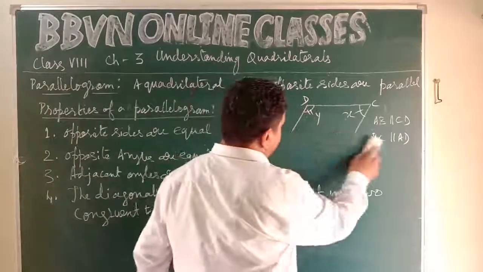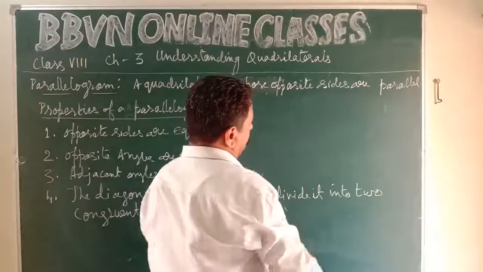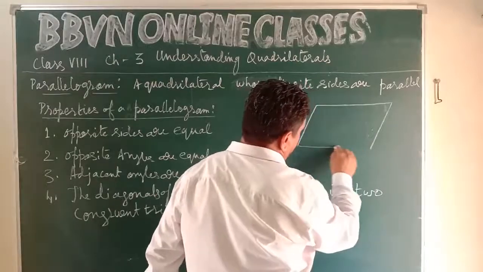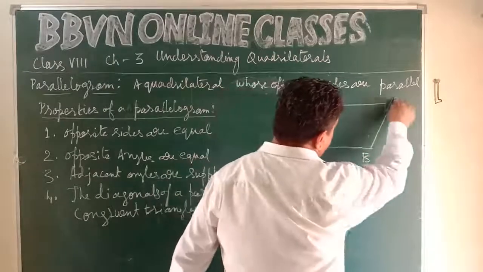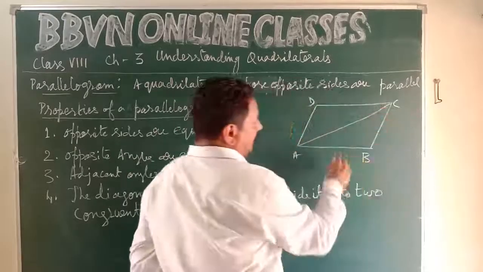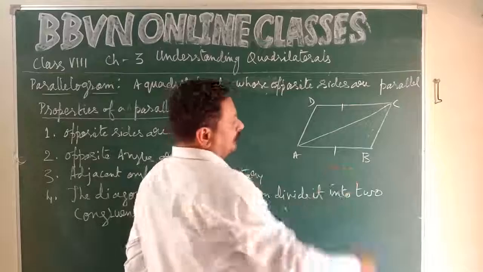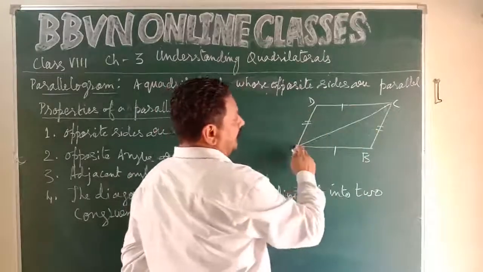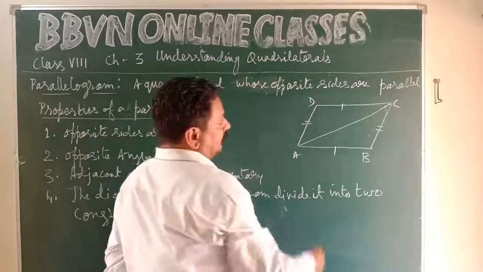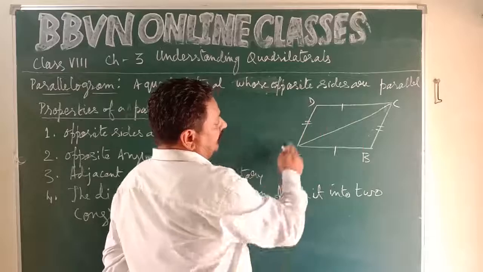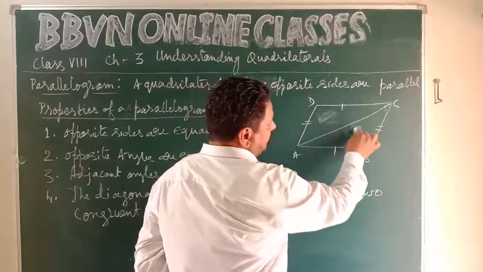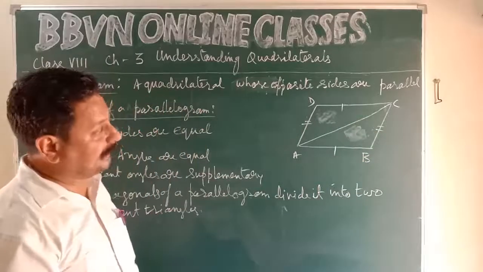Let us see. Now ABCD is a parallelogram. This is diagonal AC. Now opposite sides are equal, so AB is equal to CD, BC is equal to AD, and in triangle ABC and triangle ADC, what do we see? AB is equal to CD, AD is equal to BC, and AC is the common side. So these two triangles are congruent by SSS criteria.